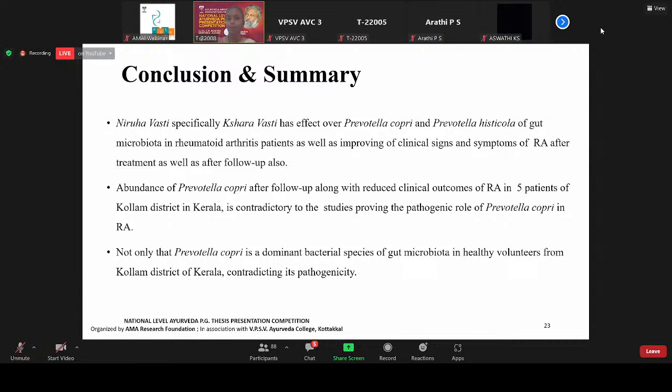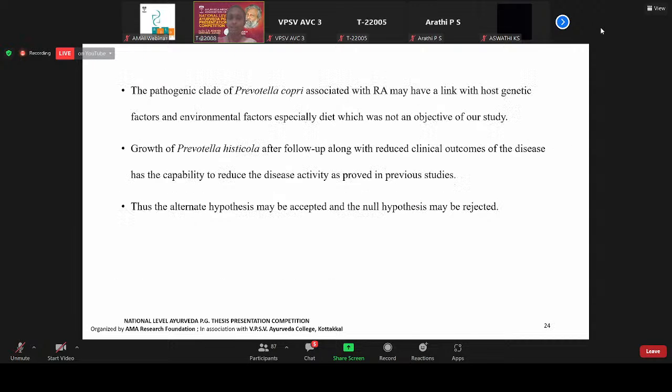Abundance of Prevotella copri after follow-up along with reduced clinical signs and symptoms of RA in 5 patients of Kollam district in Kerala is contradictory to the studies proving the pathogenic role of Prevotella copri in RA. Not only that, Prevotella copri is one of the dominant bacterial species of Indian gut microbiota in healthy volunteers from Kollam district of Kerala, contradicting its pathogenicity. The pathogenic role of Prevotella copri associated with RA may have a link with host genetic factors and environmental factors, especially diet, which was not an objective of our study. And the growth of Prevotella histicola after follow-up with reduced clinical signs and symptoms has the capability to reduce the disease activity, as proven in the previous study. So thus the alternate hypothesis may be accepted and the null hypothesis rejected.